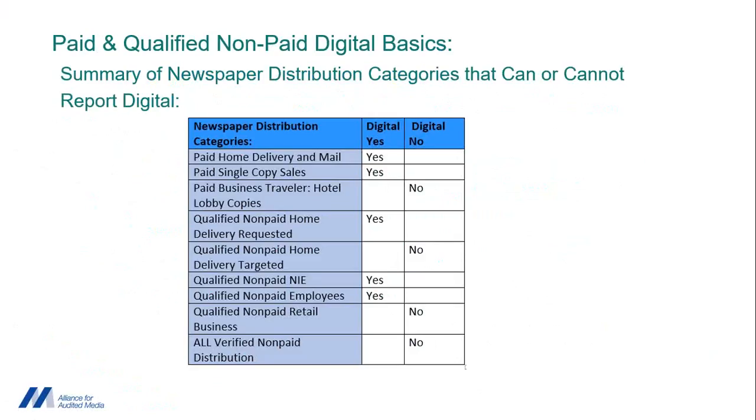So this is just a quick little grid to show you what can count as digital and what cannot. Paid home delivery, yes, you can have digital. Paid single copies, yes. Paid business hotel lobby copies, no, it's print only. Qualified non-paid home delivery requested is yes. Qualified non-paid home delivery target is no. The reason why is because it's not requested. Qualified NIE and qualified employee copies, those both can have digital. Qualified non-paid retail business and all verified non-paid distribution categories are no for digital.